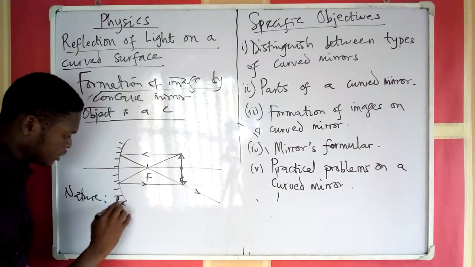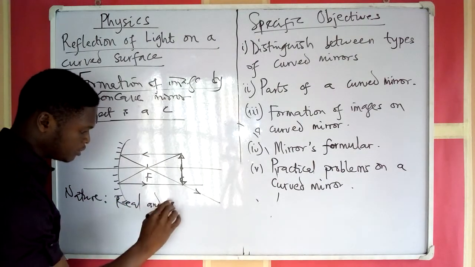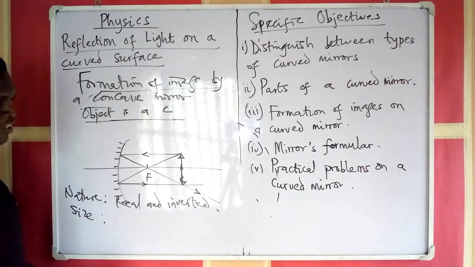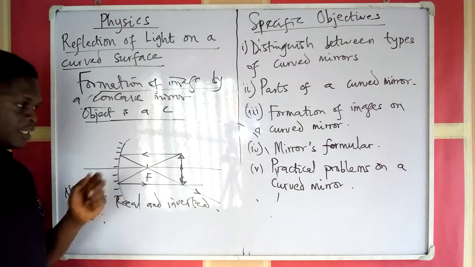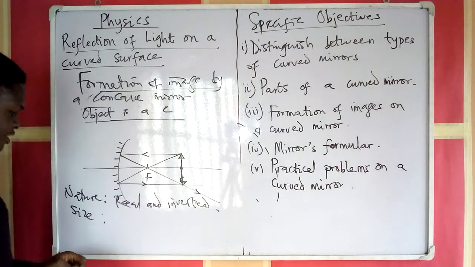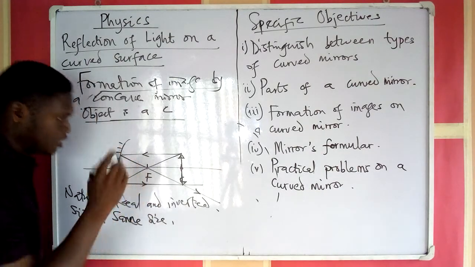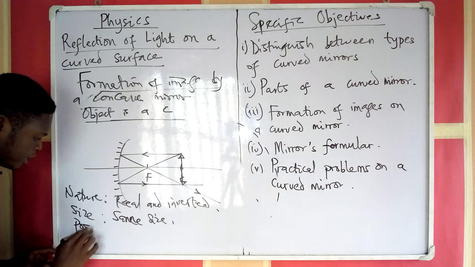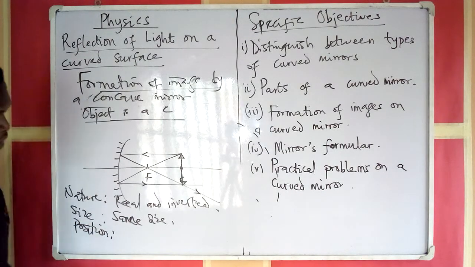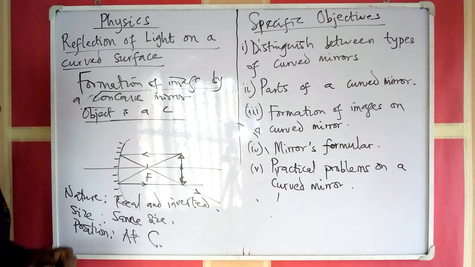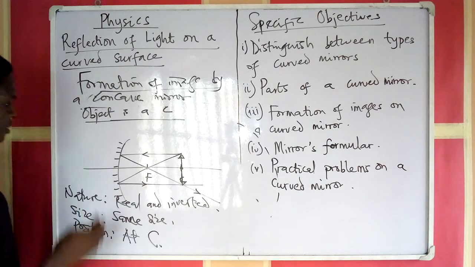So we say that the nature is that it is real and inverted. So what can we say about the size? That's funny. The size is the same. Yes, they are the same size. Alright, the position. Where is it located? From what we've seen here, it is located at C, which is the center of curvature. This is a great phenomenon. All right, so just pause it and take note of it. Let's take the others.